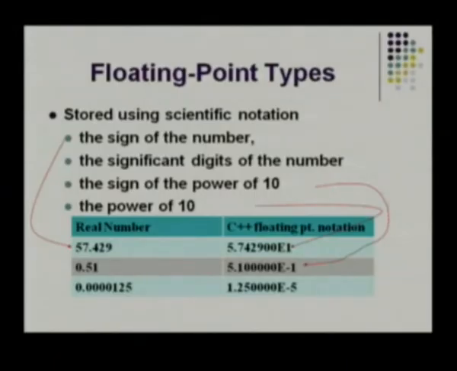And then you have the sign of the number. Here you have 57, which is a positive number. So, when you are representing it in floating point representation also, it has a positive sign. These are the types of floating point representations available in C++. This is also similar to the types we have studied in C.